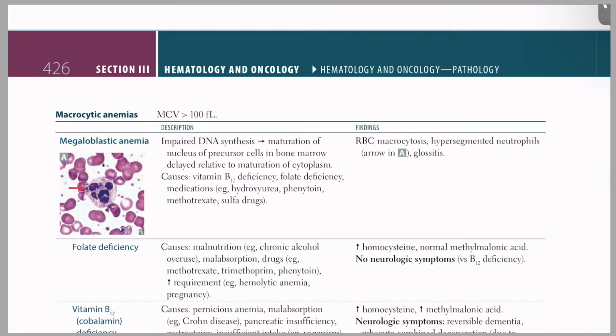MCV more than 100 femtoliters. Findings: megaloblastic anemia, impaired DNA synthesis leads to delayed maturation of the nucleus of precursor cells in bone marrow relative to maturation of cytoplasm.